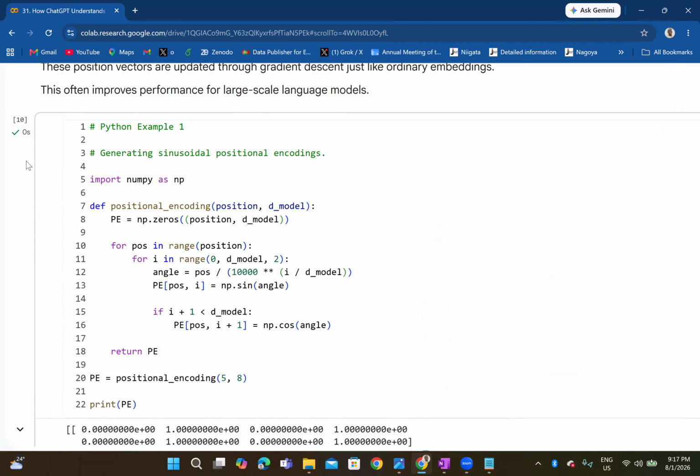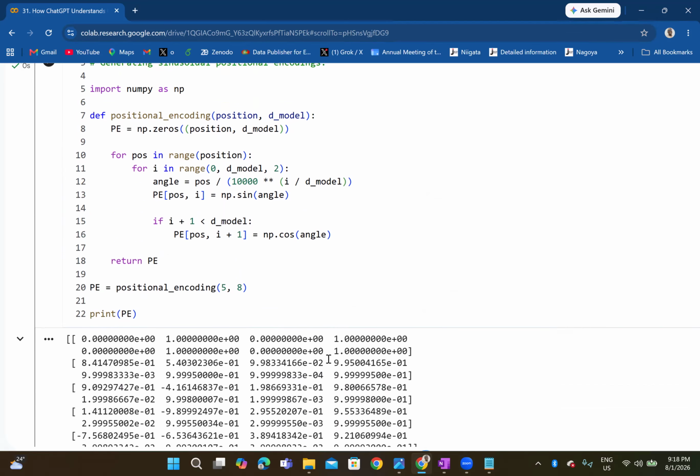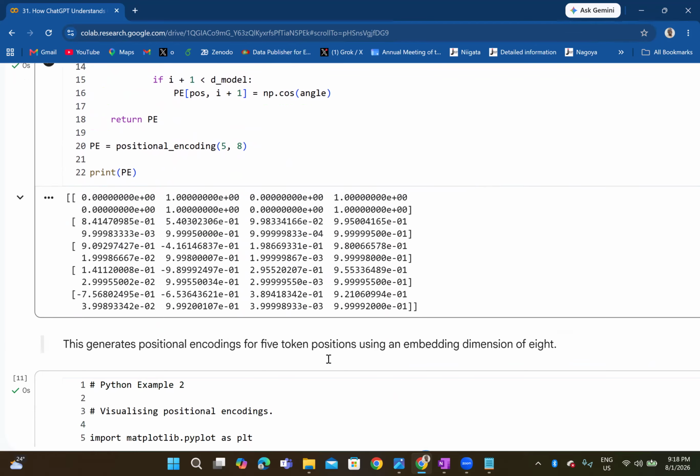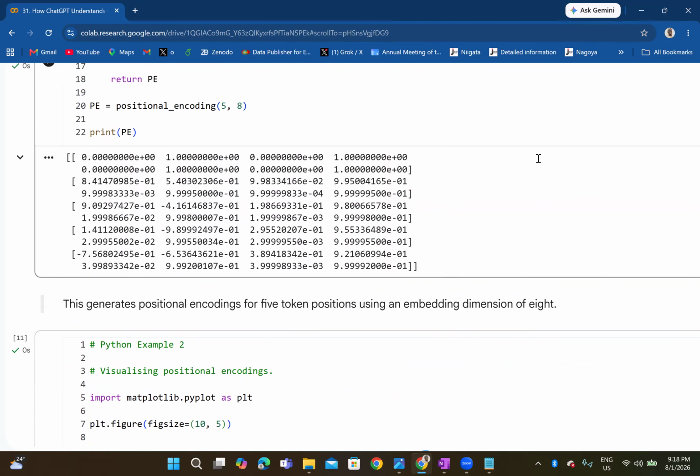By the time you're done doing all of that, you have a positional encoding that is 5 by 8. Counting: 1, 2, 3, 4, 5, 6, 7, 8 columns, and then the rows, 1, 2, 3, 4, 5. So this is 5 by 8. When we print the PE, you now get these values. This generates positional encodings for 5 token positions using an embedding dimension of 8, so you have a 5 by 8 positional encoding right there.